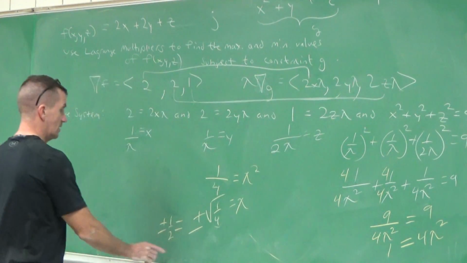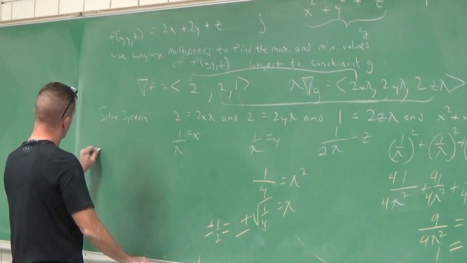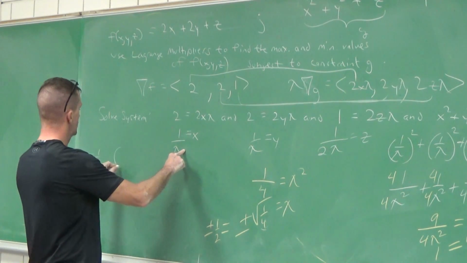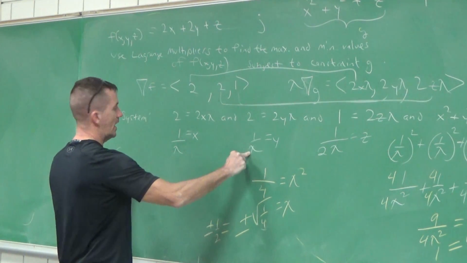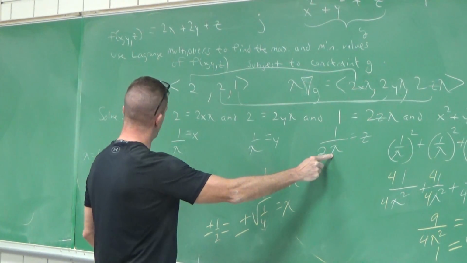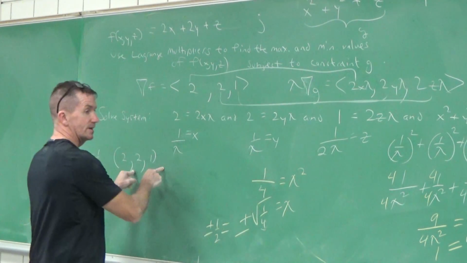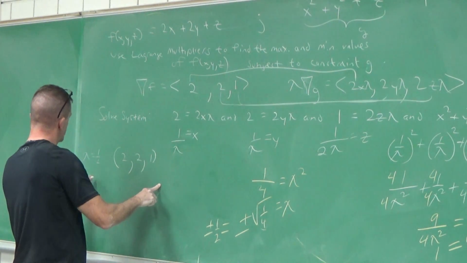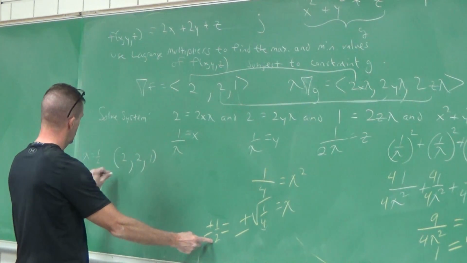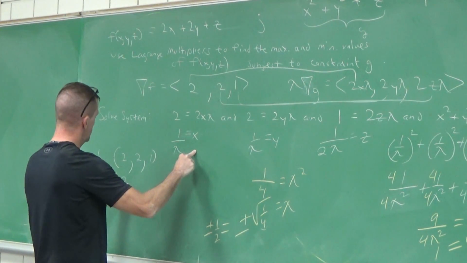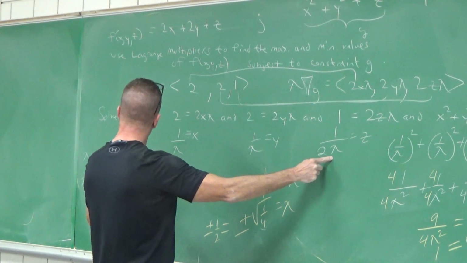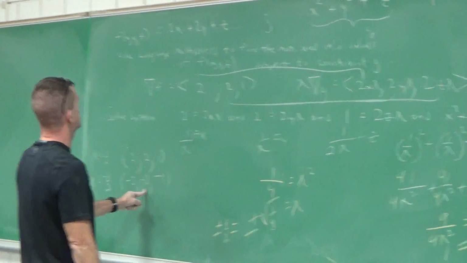If we use lambda equal to a half, we get 1 over a half is 2, 1 over a half is 2, and 1 over 2 times a half is just 1. That's one answer. Now, if lambda equals negative a half, we get negative 2, negative 2, and negative 1. And these are the 2 points that we're getting.